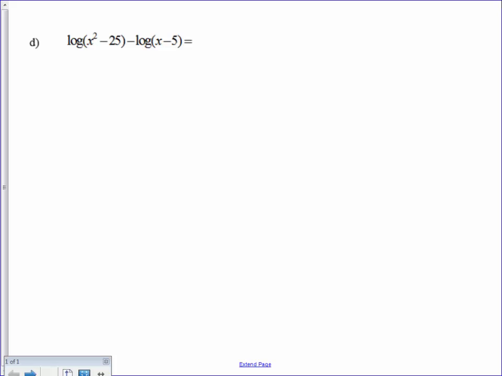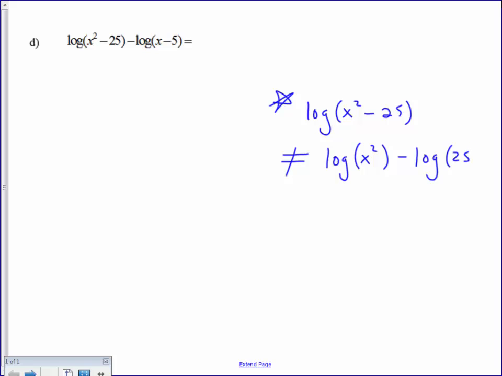Make sure, whatever you do, do not confuse the quotient rule with what we have here. You have a log, and then inside the log you have a difference. That is not the same as saying that you have a log of the first minus a log of the second. It's not the same thing, so be careful that you know you cannot distribute logs across sums or differences inside of your argument.